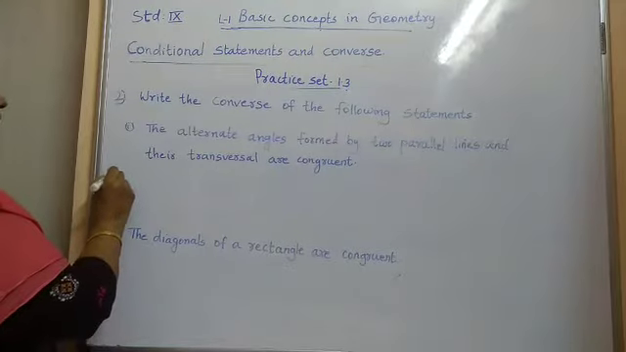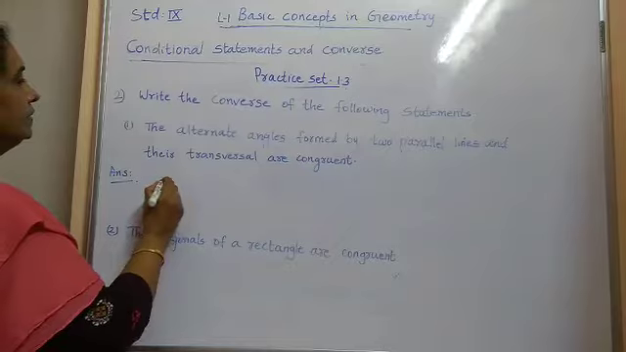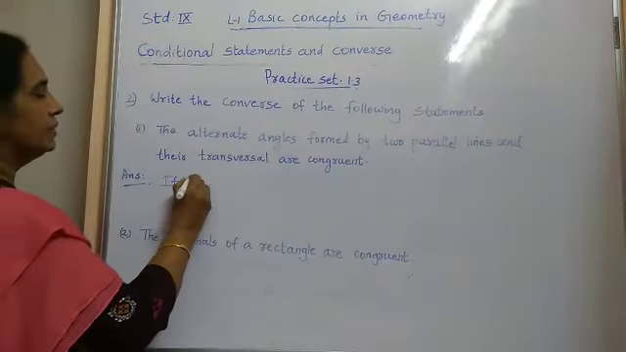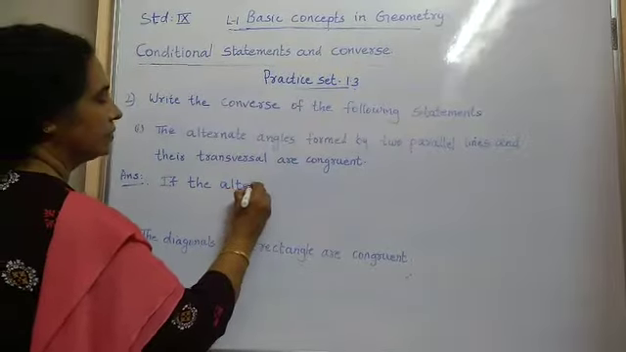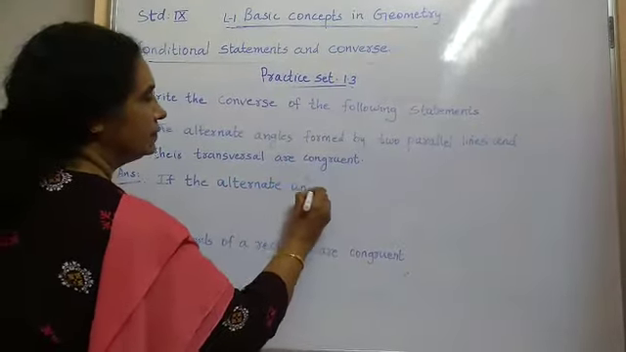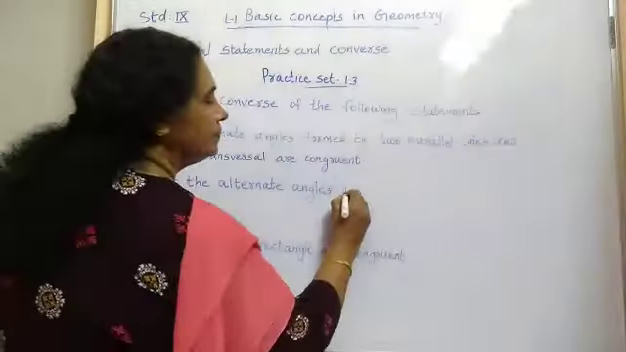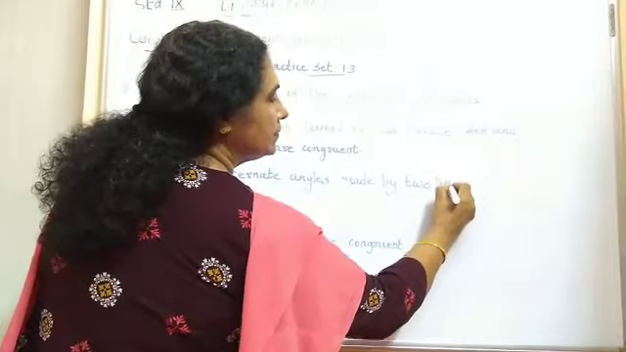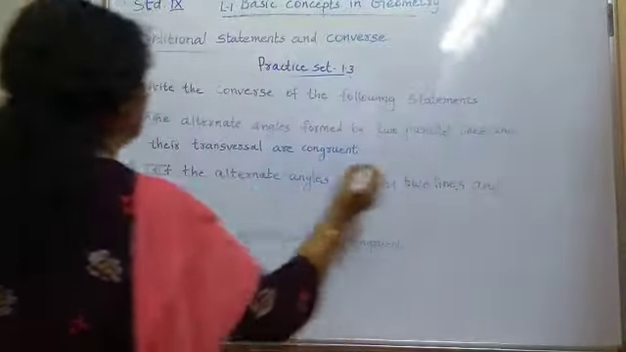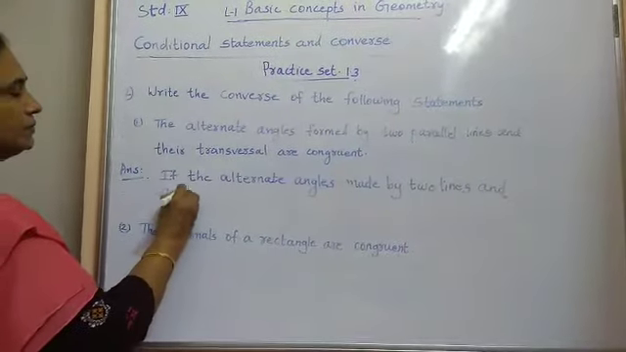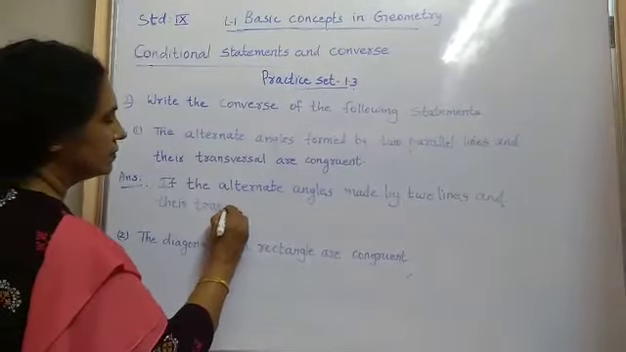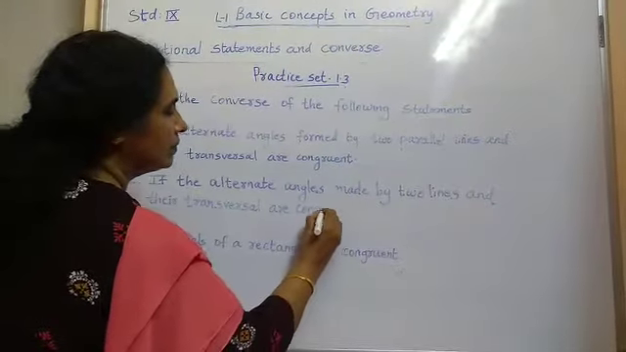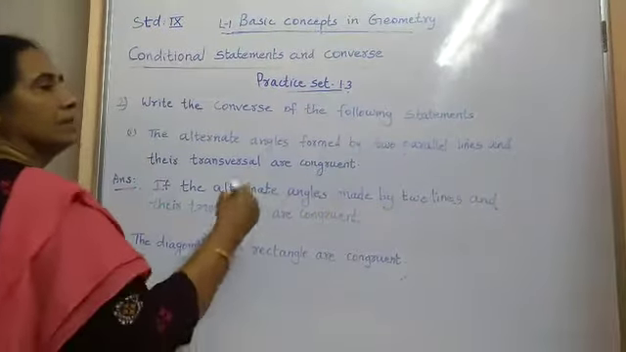So we write the answer. If the alternate angles made by two lines and their transversal are congruent, then the lines are parallel.